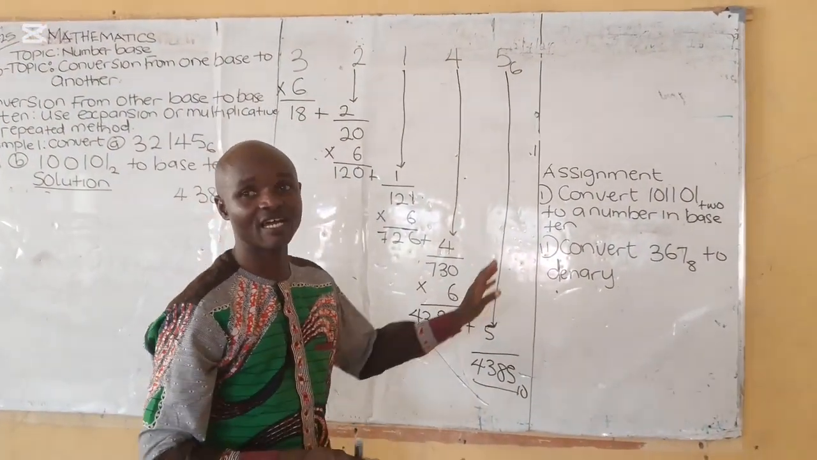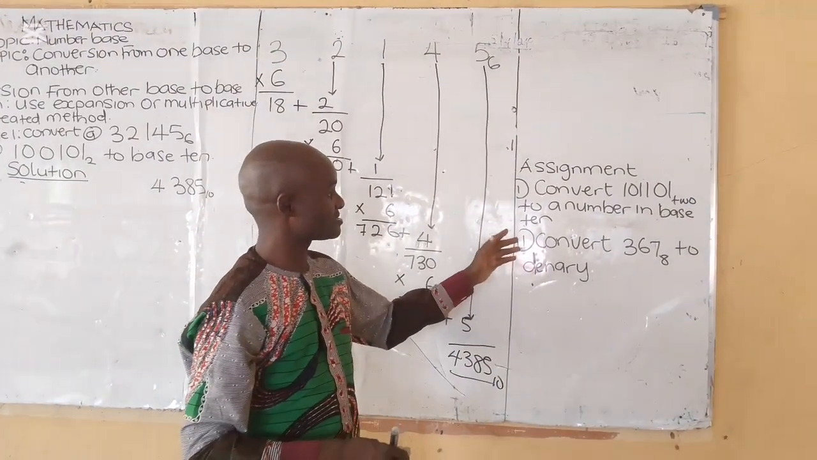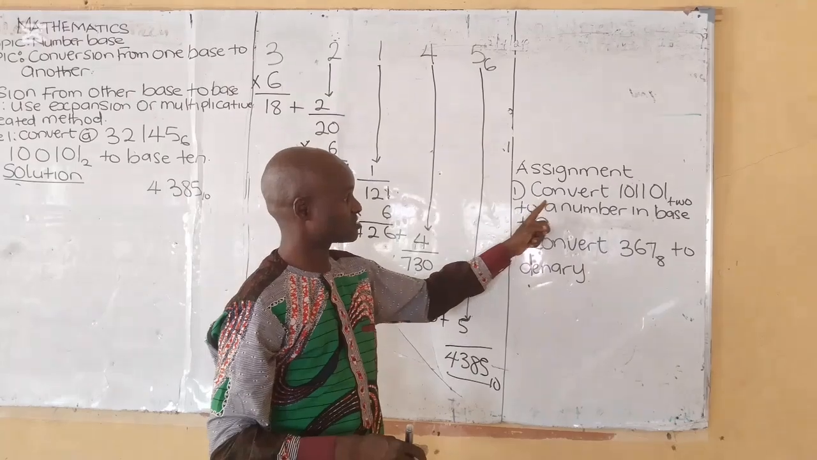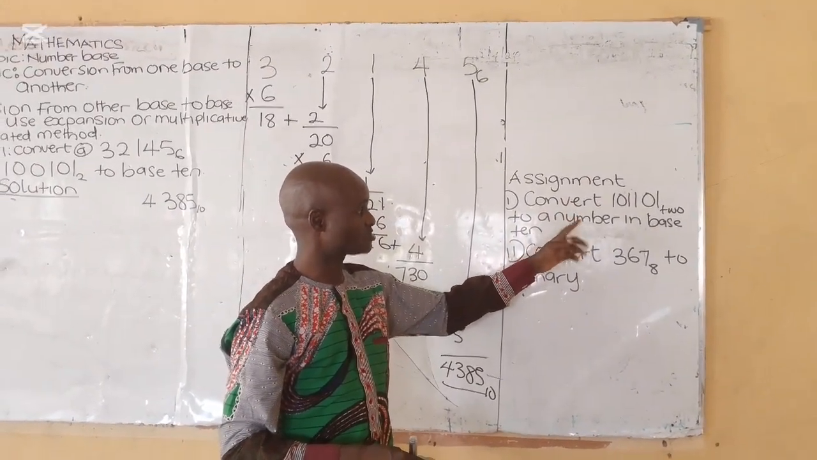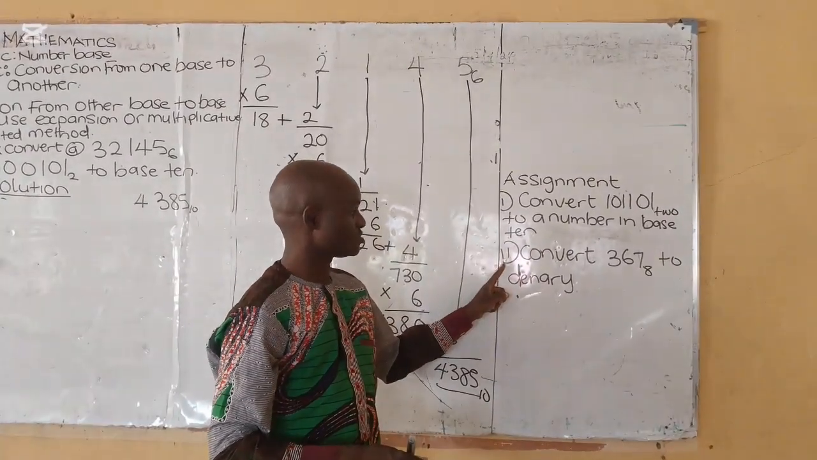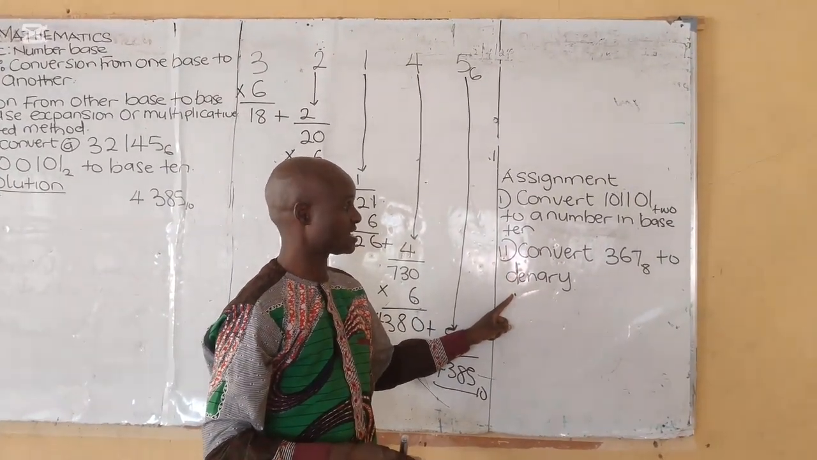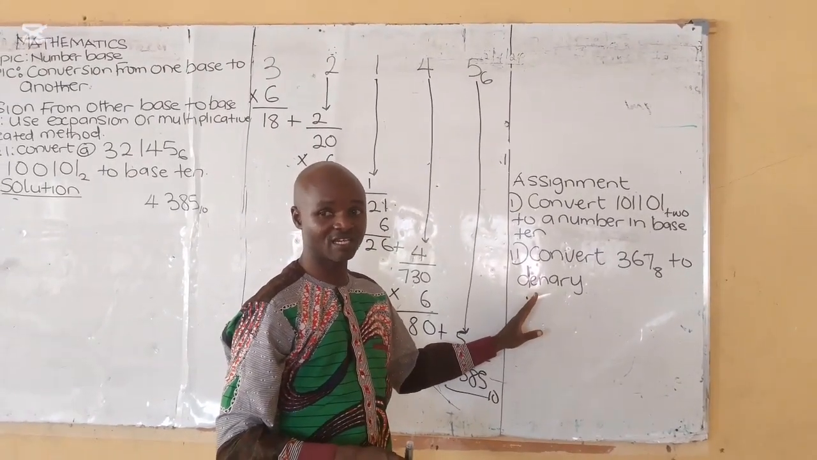Then we have the assignment section. So the assignment section is number 1, convert 101101 in base 2 to a number in base 10. Number 2, convert 367 in base 8 to denary. You should know what denary is.